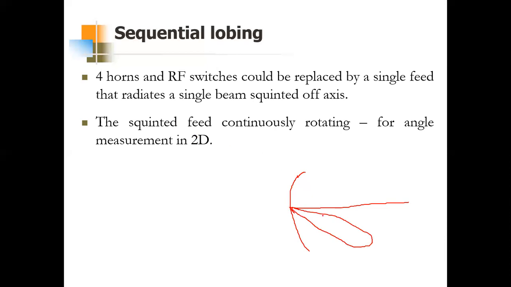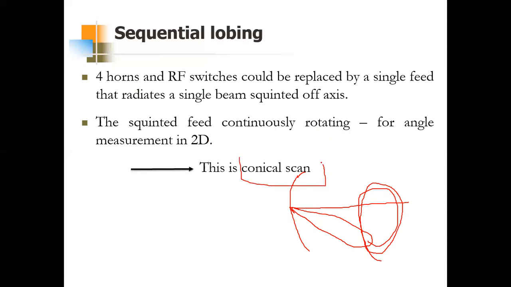This squinted feed is continuously rotating like this. So this beam keeps rotating for angle measurement in 2 dimensions. Instead of using these four feeds, you can use a single feed which is squinted off axis and continuously rotating. This process is called conical scan. That's the main difference between sequential lobing and conical scan. I just explained the principle of sequential lobing and how conical scan is better than the sequential lobing principle.